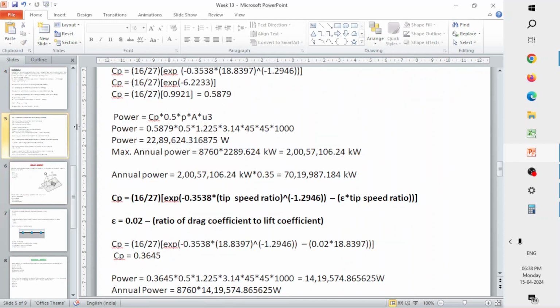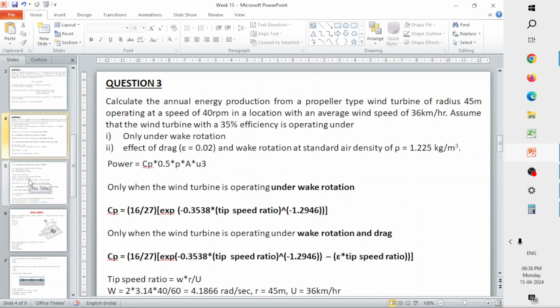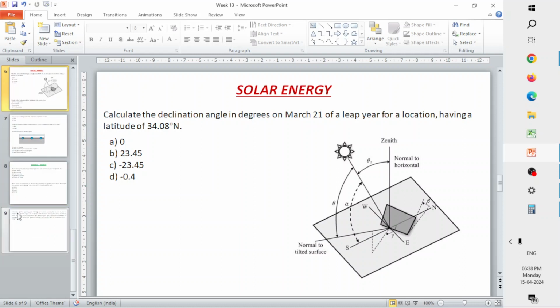So with this we will be concluding the wind energy part. If you have doubts related to wind energy, you can ask me now, because after this we will go for a short, brief discussion about the solar and biomass energy systems.